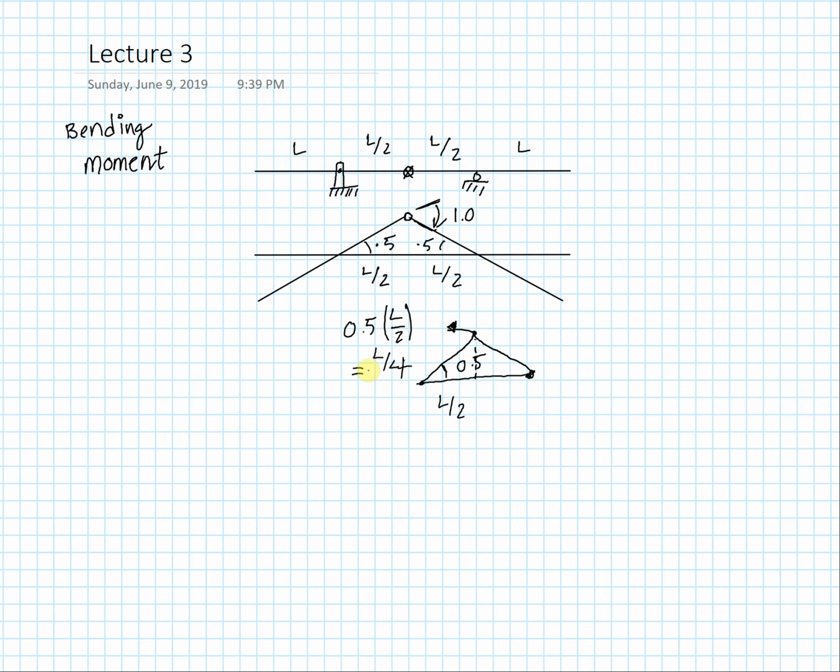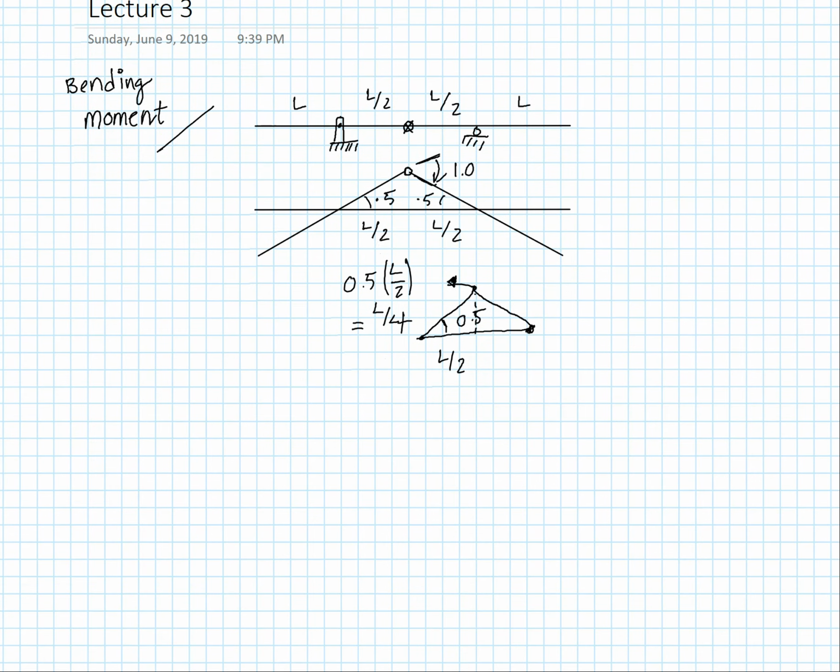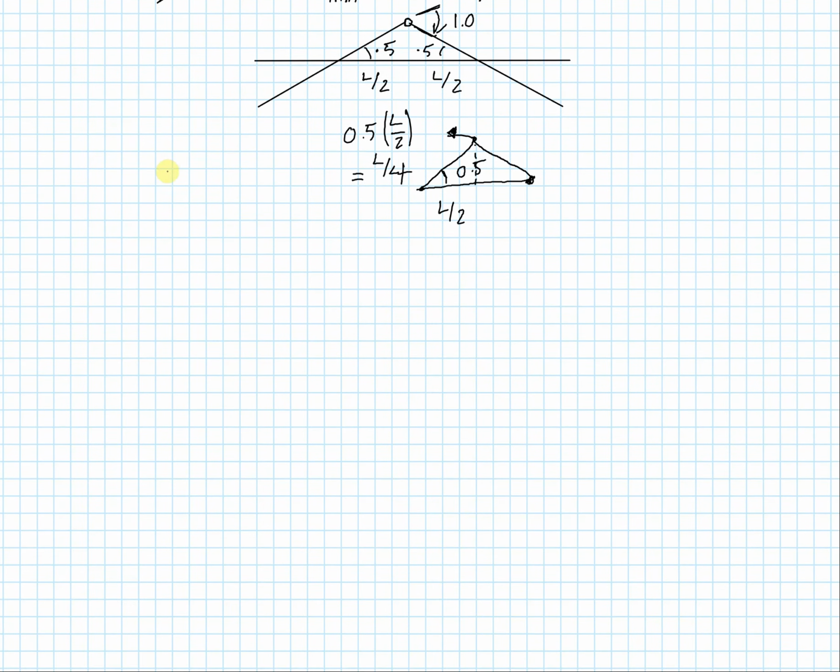So that's really how we find the influence lines for bending moments. There is one more thing. We have to draw the influence lines for support reactions. So let's do that. So we're thinking about support reaction.